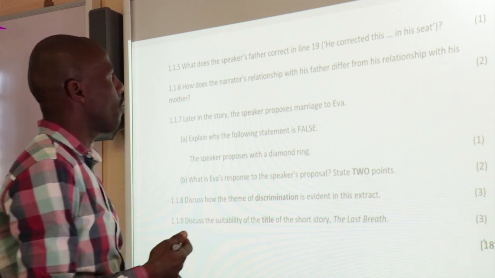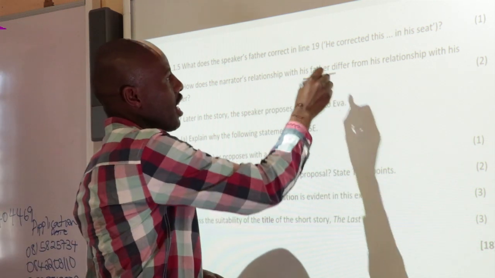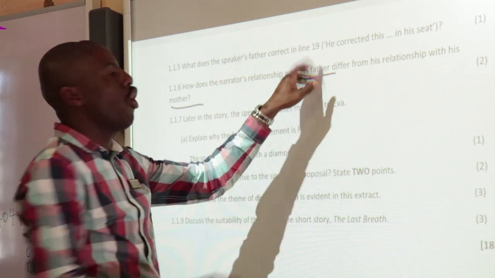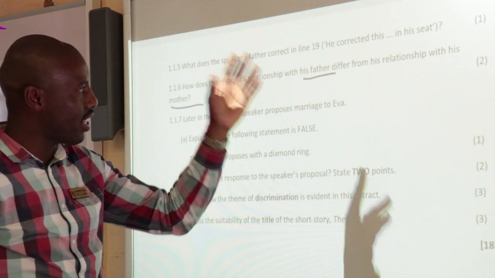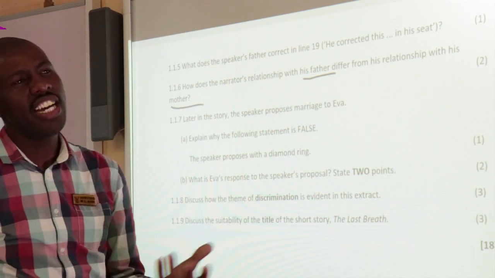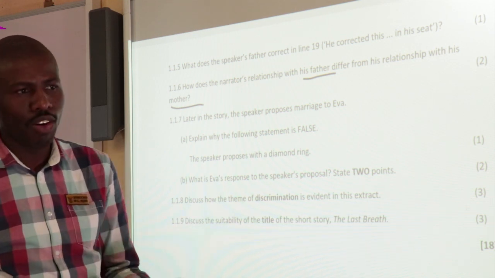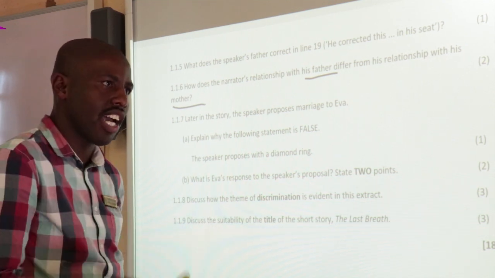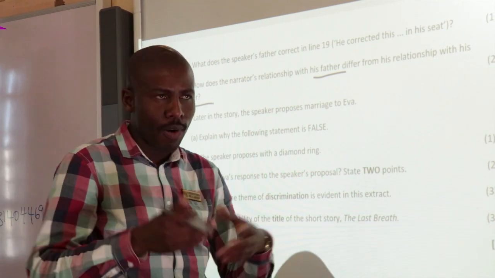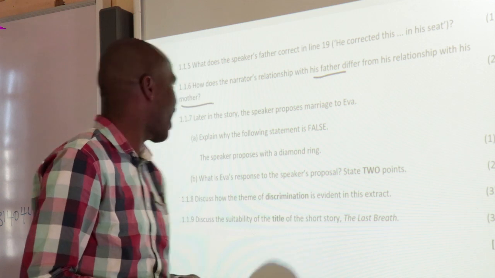How does the narrator's relationship with his father differ from the relationship with his mother? They are always fighting with the father from when he was young until now, but with the mother, it's more understanding. The mother is more accepting. Typical mother, always by your son or your daughter, supporting in all these days. Most mothers are like that and we appreciate that.